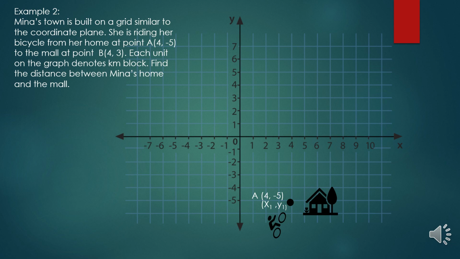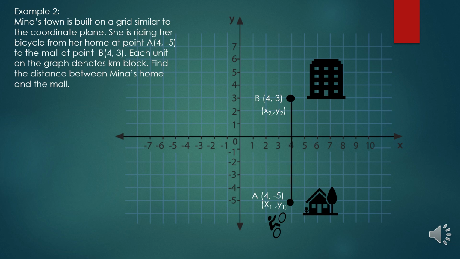Riding her bicycle going to the mall at point B, where B has a coordinate of x is positive 4 and y is positive 3. So again, we can locate this using our xy plane. From the point of origin, we have x is positive 4, going to the right 4 units, then y is positive 3. Move upward 3 units, and that is point B. So 4 will be our x sub 2, and 3 will be now our y sub 2.